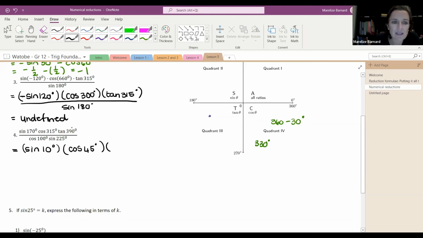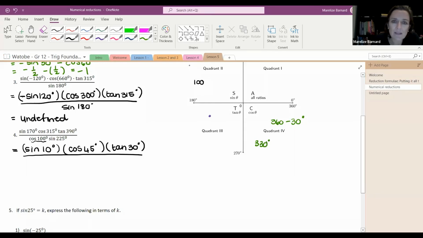Tan of 390, this is an angle bigger than 360. So what will you add to 360 to get 390? That will be 30 degrees. So that reduces to tan 30. Okay, so I hope you see that we need 45 and 30. This sine 10 over here is looking a little bit out of place, but I think all will reveal itself, especially when we get to cos 100, because cos 100 is going to be in this quadrant here.